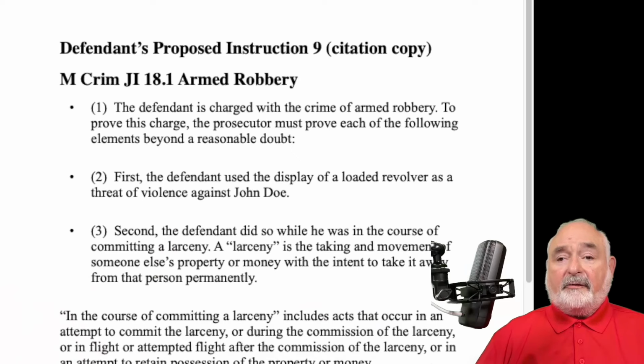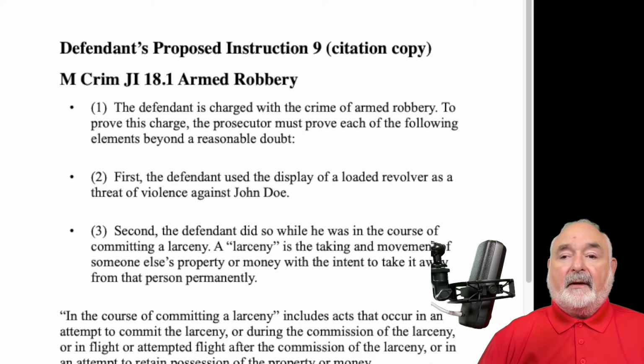One of the things you want to avoid is having something that says this is a defendant's instruction A, or something that says prosecutor's instruction number 4. What you want is to have an instruction, right? Instruction number. So here's what happens. First, the defendant submits a proposed instruction. This is defendant's proposed instruction 9, citation copy, so that the judge knows that it came from Journal 1, 18.1 of the Michigan Criminal Instructions. And it's on armed robbery. And it tells you what the defense believes the jury should hear with respect to the charges and the evidence.